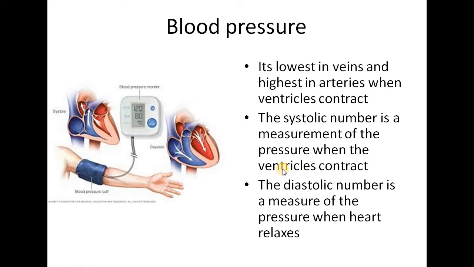That means if the ventricle of your heart is contracting, okay, then the blood will flow inside your arteries. So this gives you the systolic number. Now the diastolic number is the measure of the pressure when the heart relaxes, meaning when the heart goes back to its normal state. Okay, it's not contracting, it's not pumping the blood. The blood is flowing normally inside your arteries without pressure. So this gives you the diastolic number.